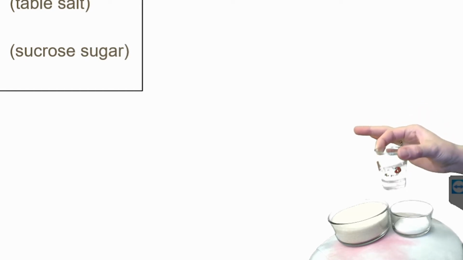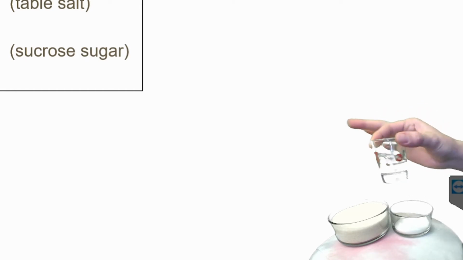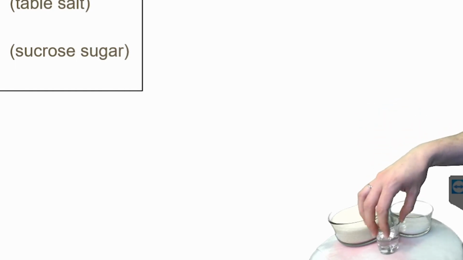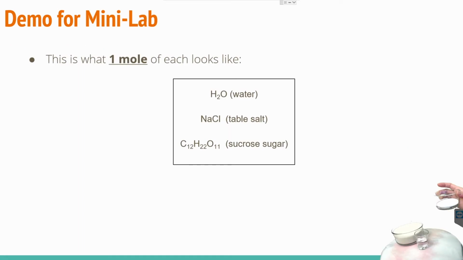Notice that the 18 grams of water is just in a shot glass, and it doesn't even fill up a shot glass. Whereas the other chemicals, like the salt, I needed this small glass here, but I needed an even bigger glass for a mole of sugar. So each chemical has a different gram amount of what is equivalent to a mole of it.